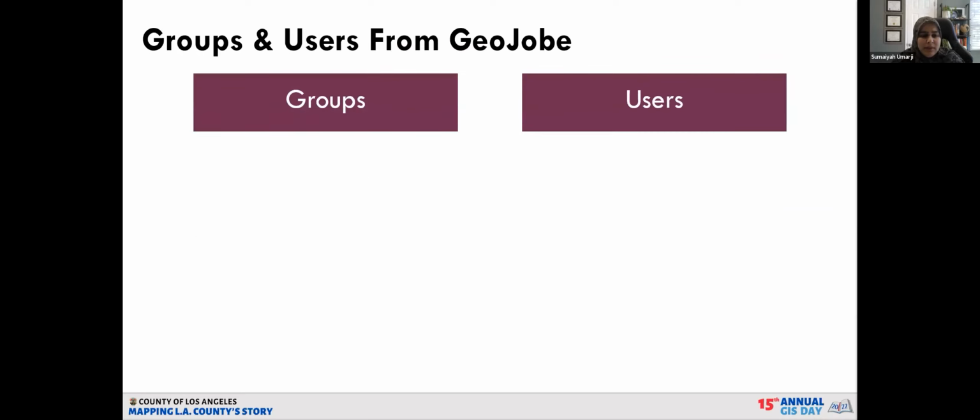Next, we have groups and users. These are extracted from GeoJob. We're able to select the fields that we are interested in and download them as a CSV. So I played around with all the different fields there. We understood what was available to us, and now we have certain fields that we download, and we use that in our report. And GeoJob has been instrumental in our ArcGIS Online management even prior to this report.